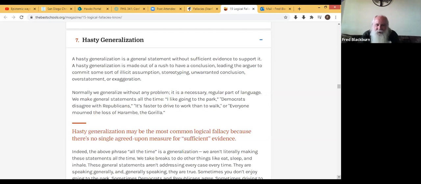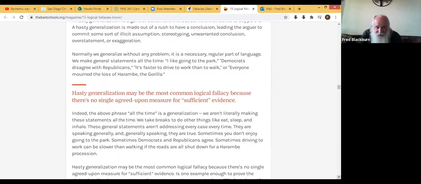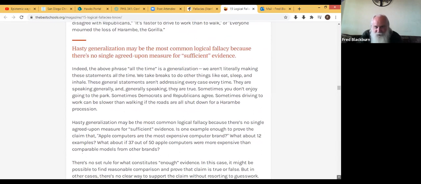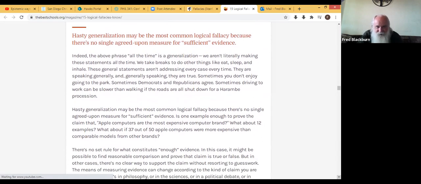Normally, we generalize without any problem. It is a necessary, regular part of language. We make general statements all the time. I like going to the park. Democrats disagree with Republicans. It's faster to drive to work than to walk. Or everyone mourned the loss of Harambe the gorilla. Hasty generalizations may be the most common logical fallacy because there's no single agreed upon measure for sufficient evidence.